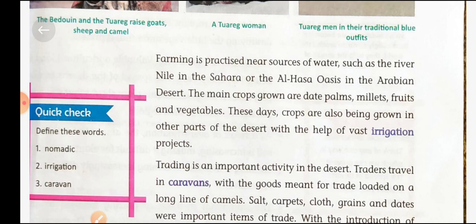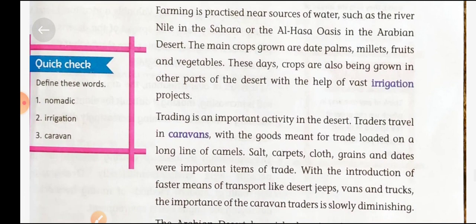Salt, carpets, clothes, grain, and dates were important items of trade. With the introduction of faster means of transport like desert jeeps, vans, and trucks, the importance of caravan traders is slowly diminishing. The caravan is slowly fading out.